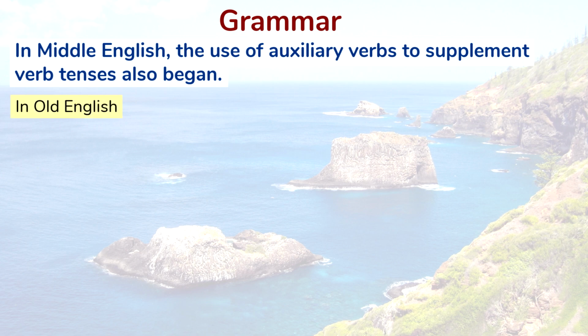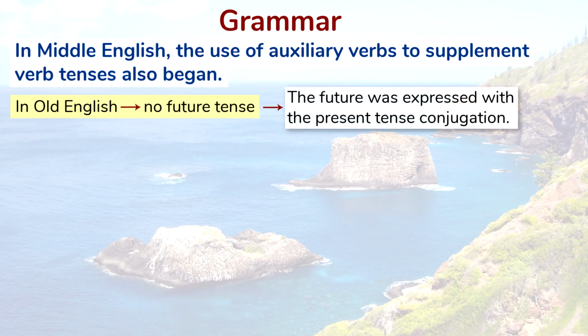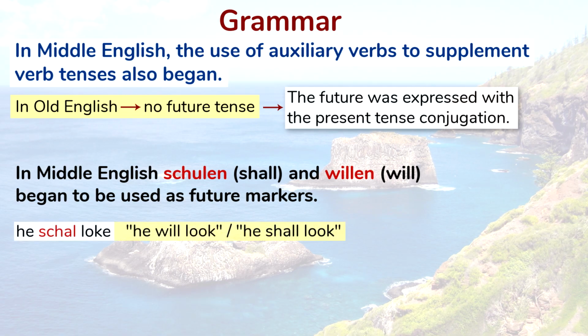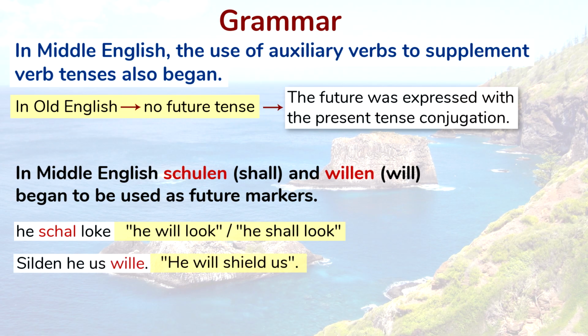For example, in Old English, there was no specific future tense. The future was expressed with the present tense conjugation. But in Middle English, shullen, meaning shall, and willen, meaning will, began to be used as future markers. He shall loke, meaning he will look, or he shall look, and silden heus ville, meaning he will shield us. In other words, he will protect us.